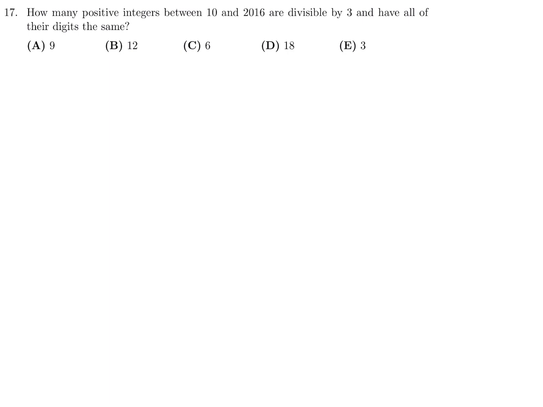How many positive integers between 10 and 2016 are divisible by 3 and have all their digits the same? All right, so first let's look at 2-digit numbers, and then we'll look at 3-digit and then 4-digit. 2-digit numbers: 11, 22, 33, 44, 55, 66, 77, 88, 99. Remember, the digits have to be the same. That's why I chose these guys.